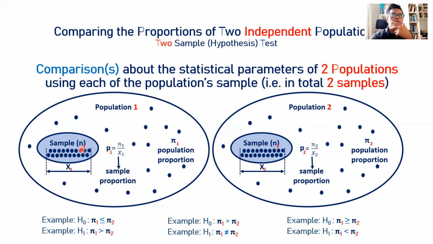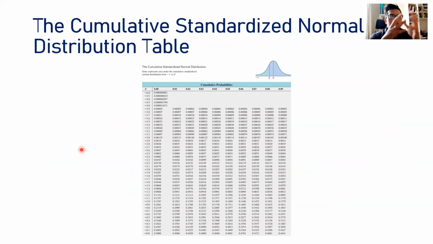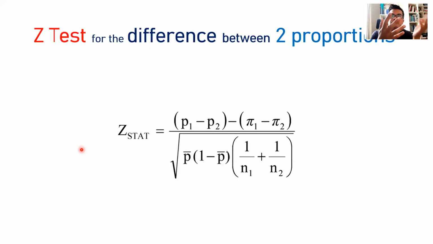Okay, now we go to the two most important tools, you might say, in doing the technical elaborations of the hypothesis testing. The first one is the cumulative standardized normal distribution table, or the Z table. In solving the problems you need the Z table. And the second one is of course the formula, which is as simple as this. This is for calculating the test statistic. We use the Z-stat.